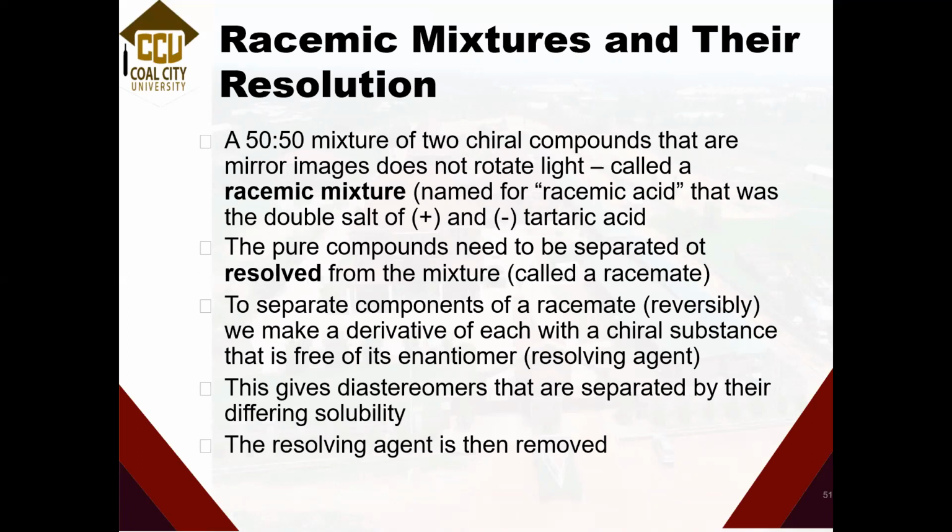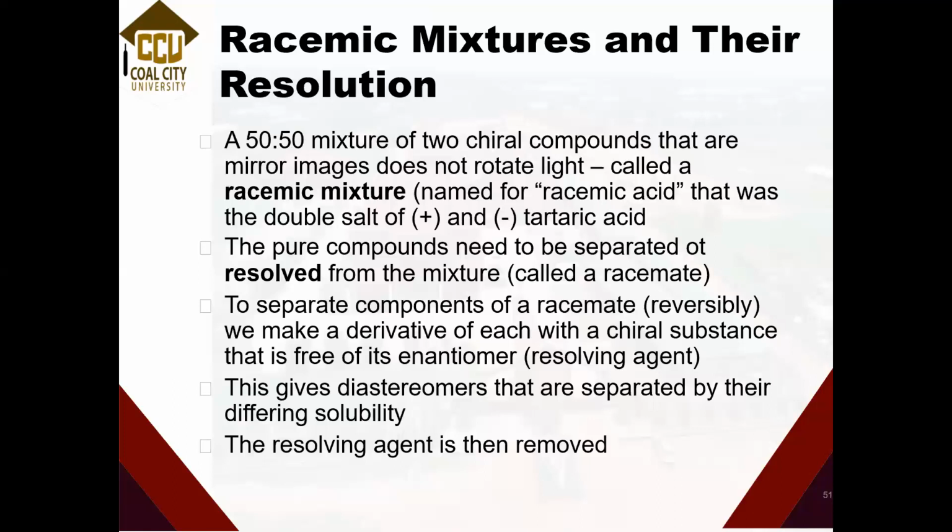And that's what we do in the laboratory. We are doing an experiment on this now. We could look at a 50-50% mixture of two compounds and try to separate one of them, because it's not really useful when they are together in a racemic mixture. We need to separate them. So to separate components of a racemate reversibly, we make a derivative of each with a chiral substance that is free of its enantiomer, called a resolving agent.